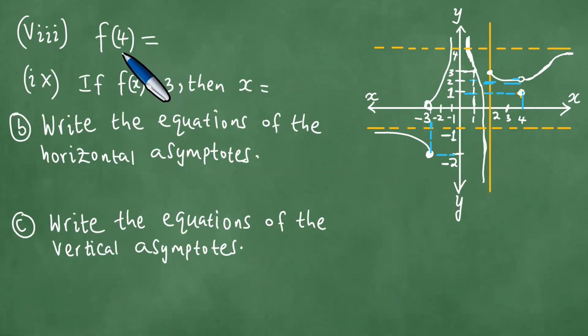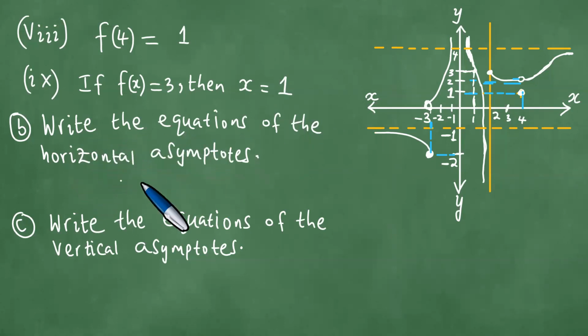Right, now we're looking for the value of the function at 4. At x equals 4, the value of the function is exactly 1. If f of x is 3, so if y is 3, then what is x? Clearly x is 1.